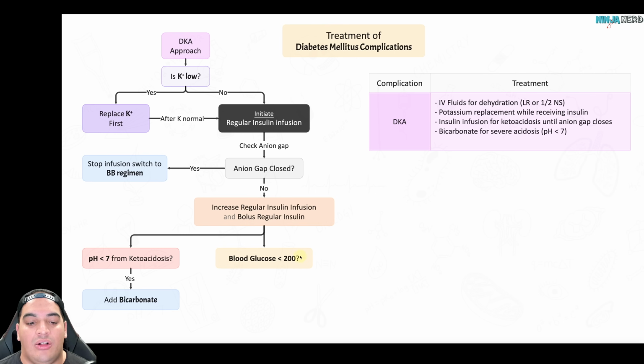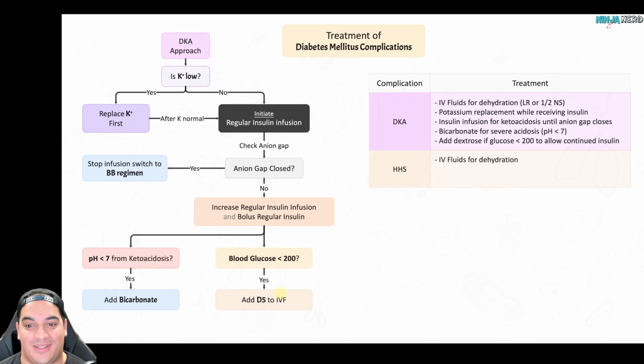So if the blood glucose drops to less than 200 and your anion gap is still not completely closed, I have to give them sugar in order for me to give them insulin. So what you're going to do is you already have them on like 125 or 150 of LR or half normal, add D5 into it. And that'll help to increase their sugar so that you can give them more insulin to bring down their ketoacidosis and close their anion gap. I know that's a lot of stuff. I hope that part made sense.